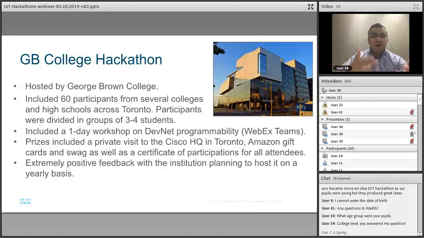And the prizes included in-person gifts. We're talking about Amazon gift cards. We're talking about swag like T-shirts and what have you. But it also included a visit to the Cisco headquarters in Toronto. So we toured the students in the Toronto office and met with some account managers, some system engineers. It was really very well received.